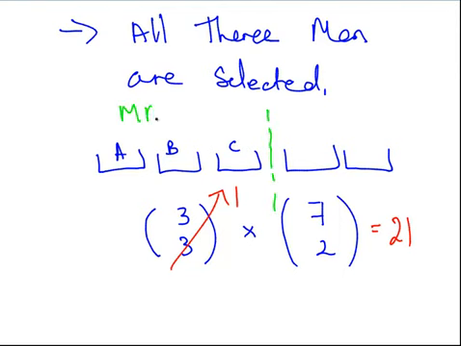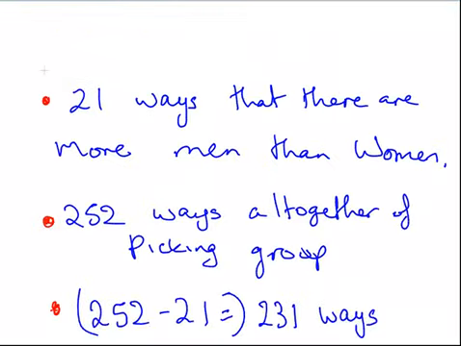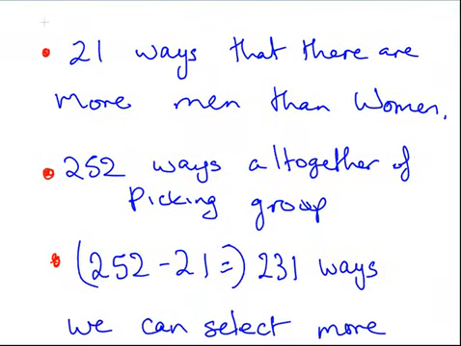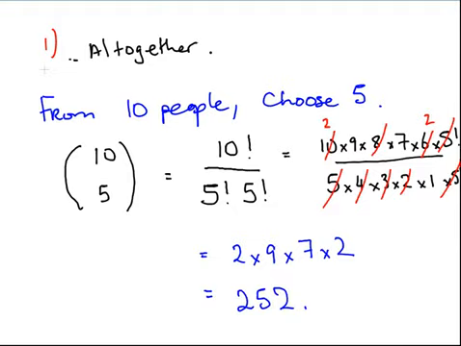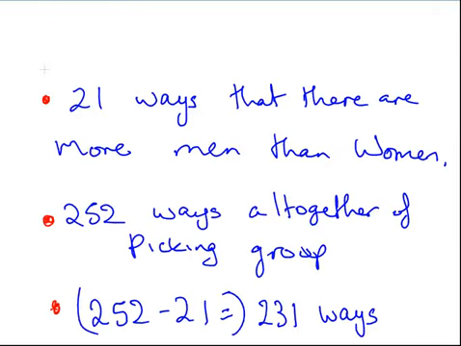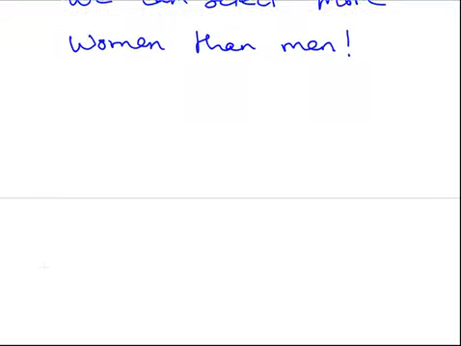So this is the males. And let's say the females. How many ways can you pick the remaining 2 positions from 7 females? There's 21 ways. And so there are 21 ways you can have more men than women. There's 252 altogether. We found that at the very first question, in case you didn't catch that: how many ways are there of getting them all together? And so the answer is 231. There's a lot to think about there.